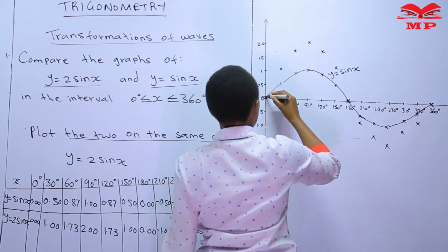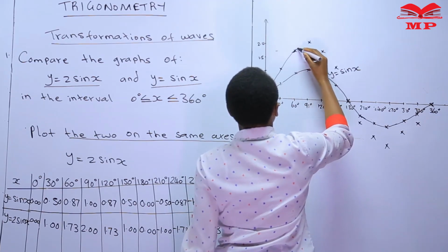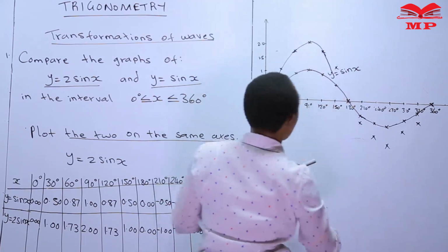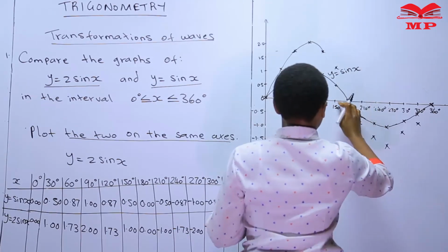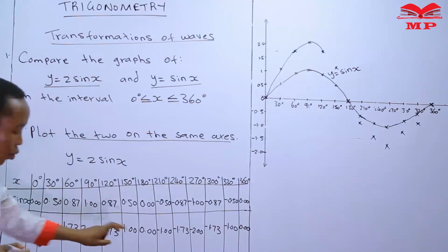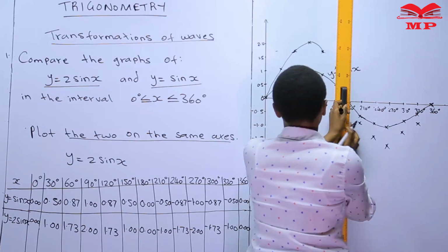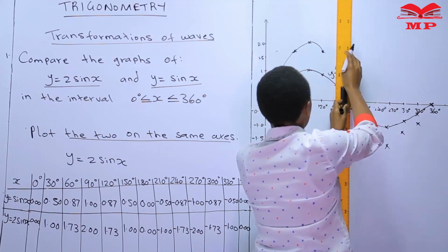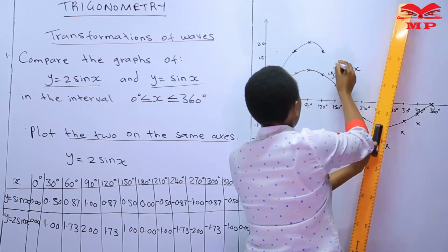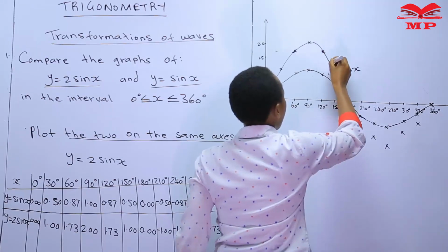We are starting from 0 here, moving to 30, 60, to 90, to 120. Then after 120, we have our 150. Our 150 is supposed to be 1. 150 is here, and we are supposed to have 1 at this point here. So we join it using a smooth curve, and we get that point.